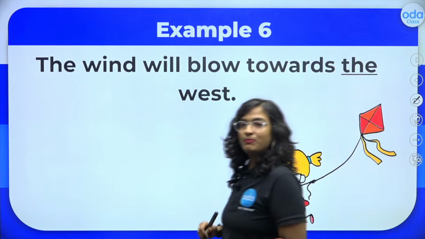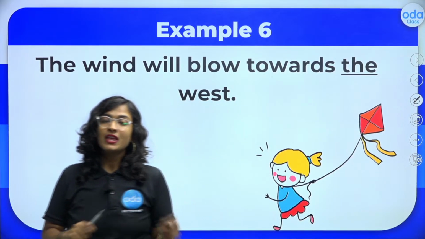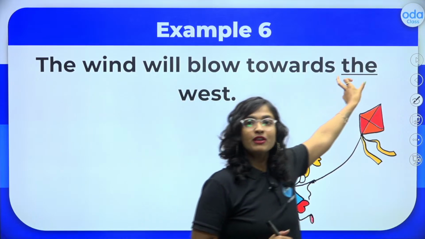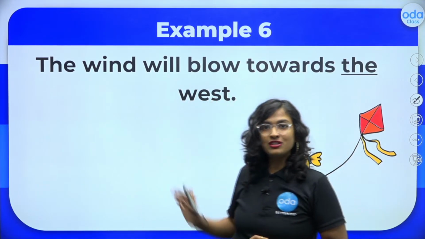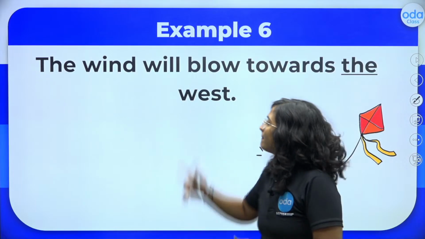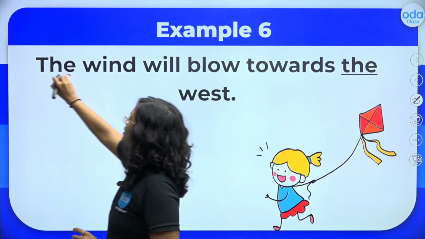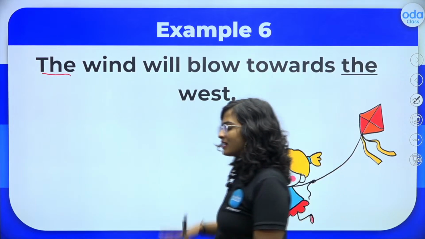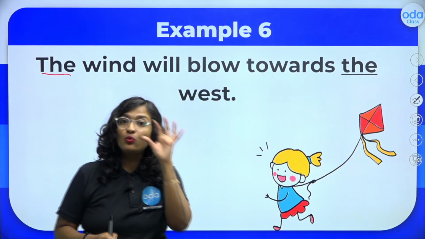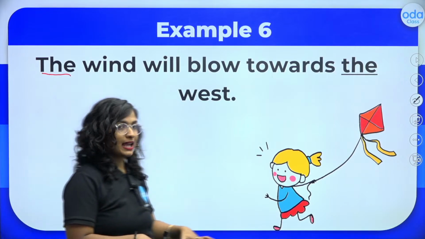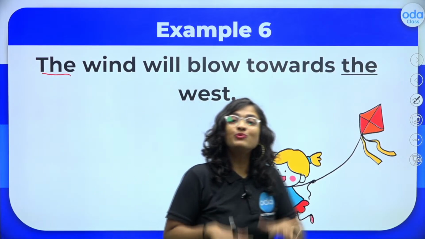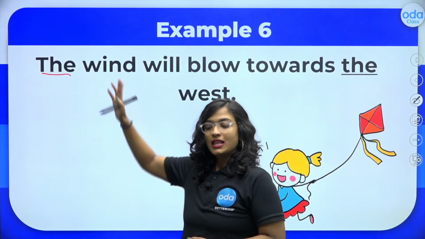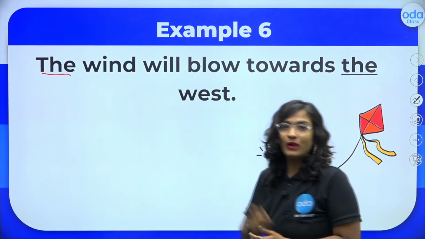Let's take one more example here. The wind will blow towards the west. Now here, students, there are 2 things to notice, right? First of all, we use the before the name of our direction west. But also, we have used the over here before wind, because we are referring to one specific wind. Wherever we are standing, we are referring to the wind with reference to that point. So that's why we will say the wind blows towards the west.